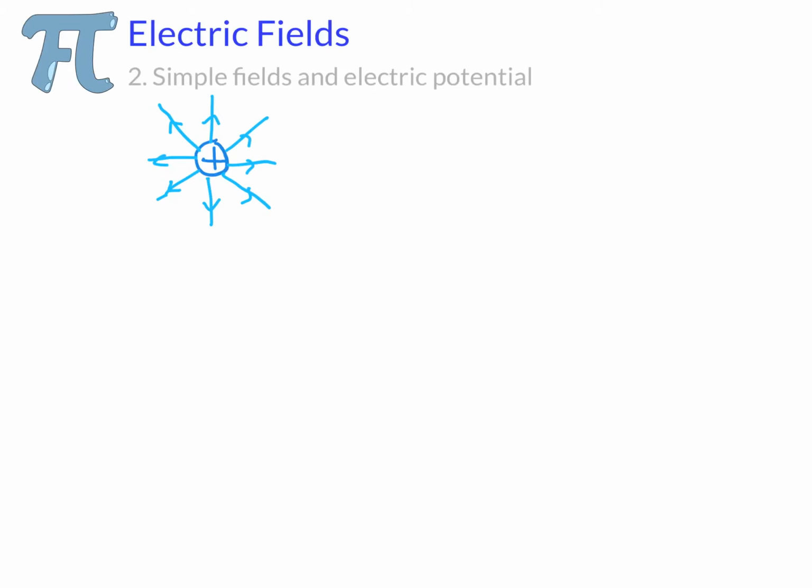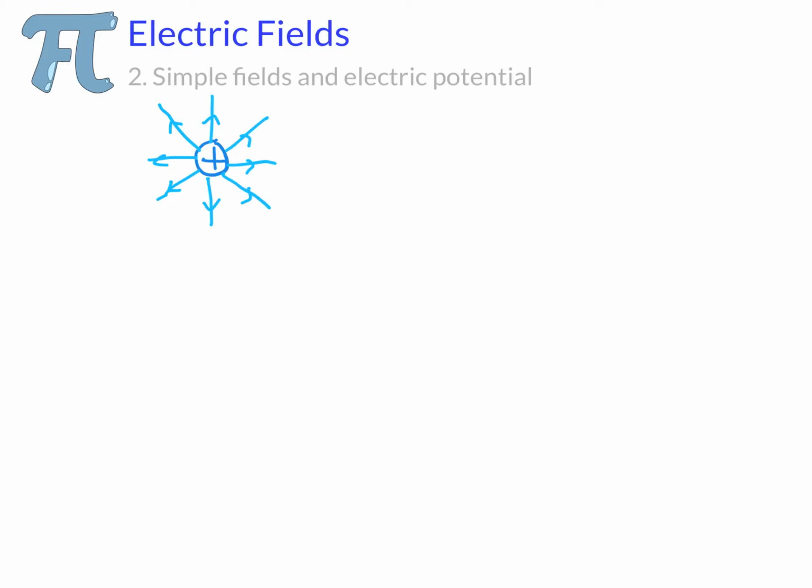Recall that the electric field around a charged object tells us the force that a positive unit charge would experience if we placed it there. Recall also that we draw electric fields using field lines. We now ask the question, what would the electric field be around a combination of charged particles?